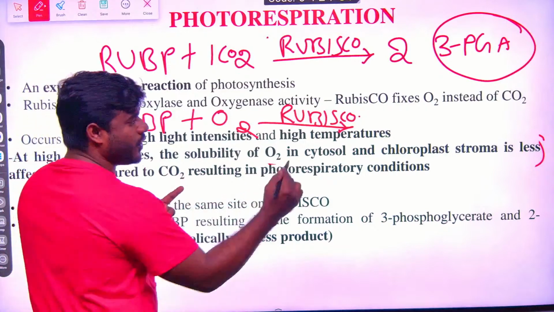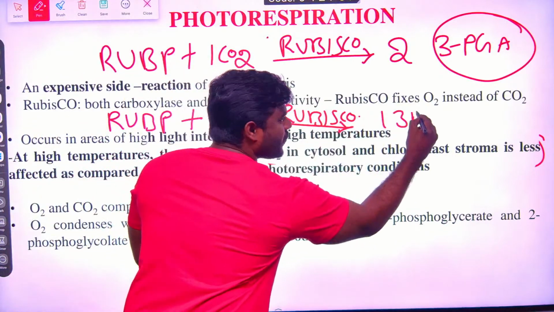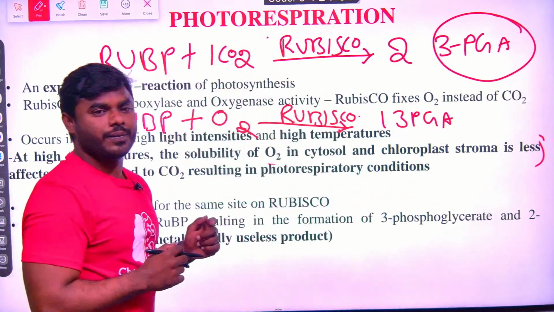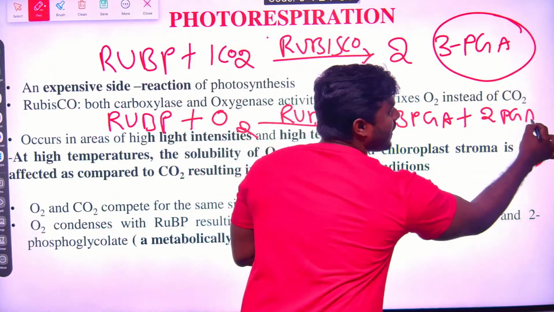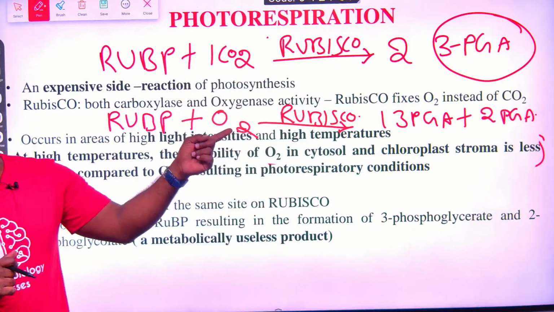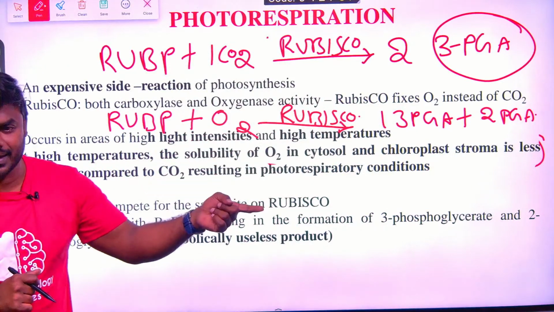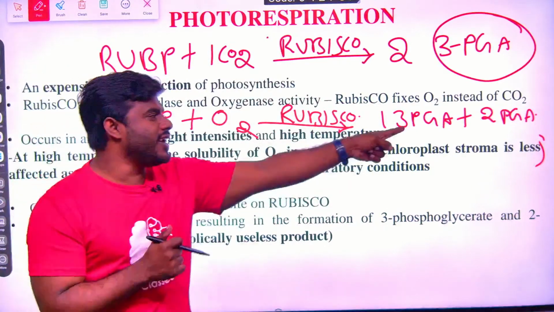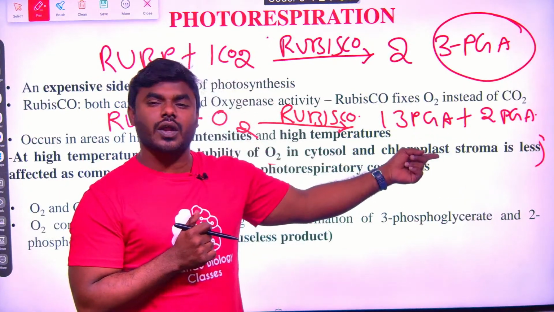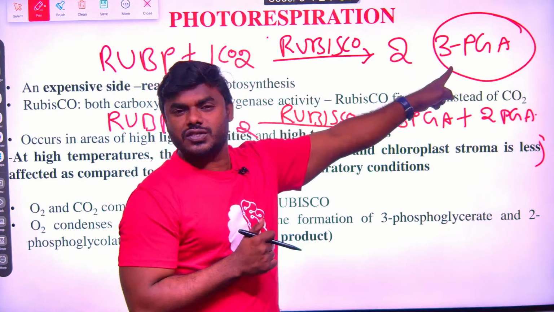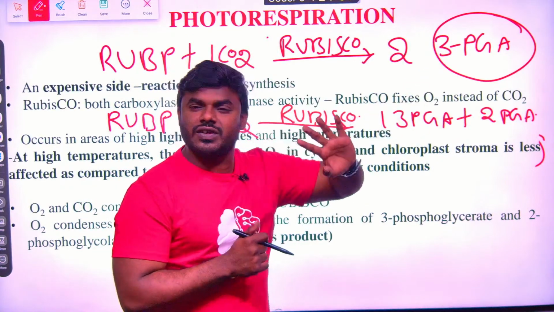Hence how many do we produce? 1 molecule of 3-PGA. How many carbons are left out? 2. Correct? That is called 2-phosphoglycolate. Now the question is very clear. Is there any use of 2-phosphoglycolate? Do you think the Calvin cycle continues now? Never. If there are no 2 molecules of 3-PGA, the Calvin cycle never continues.